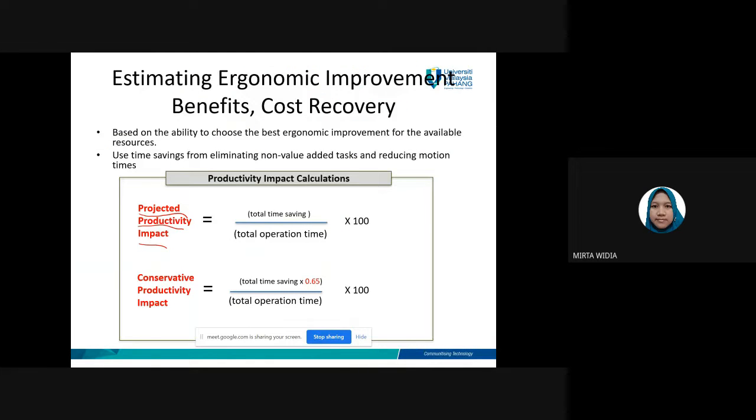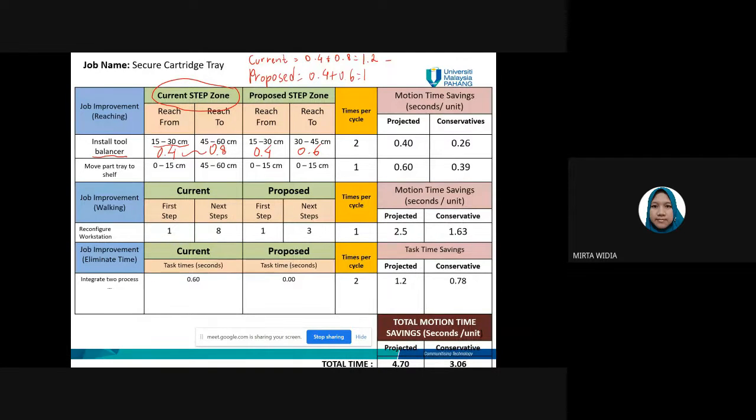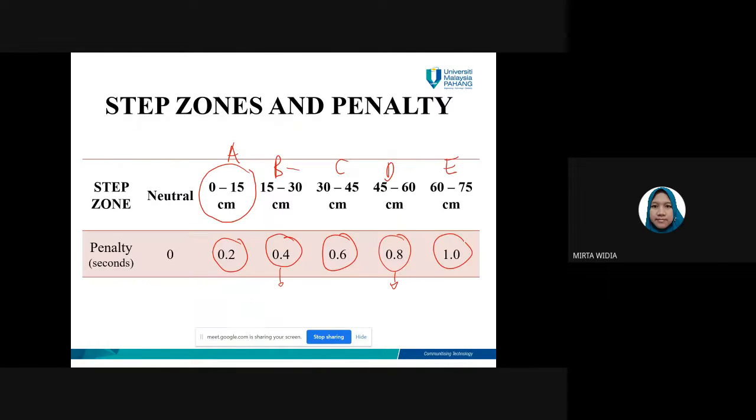For the conservative, the total time saving is multiplied by 0.65, so 0.4 times 0.65 gives 0.26. Likewise for the next one, move part tray to south. We first identify the penalty for zone A and for zone D. There is no change here, it is in the same place. So this 0.5, if I'm not mistaken, was 0.2.